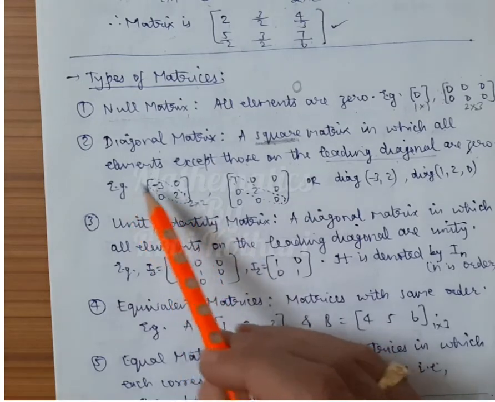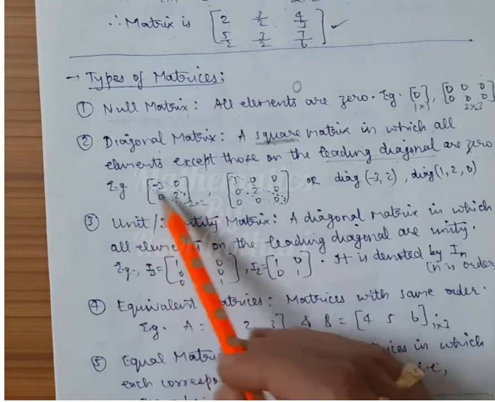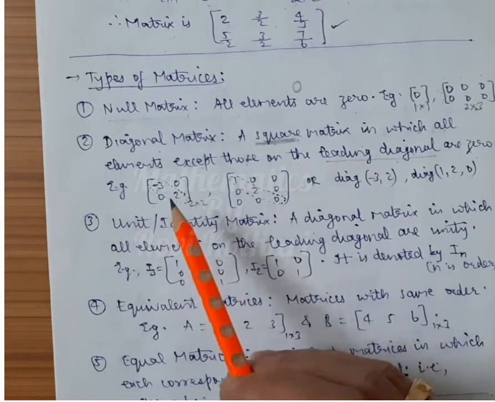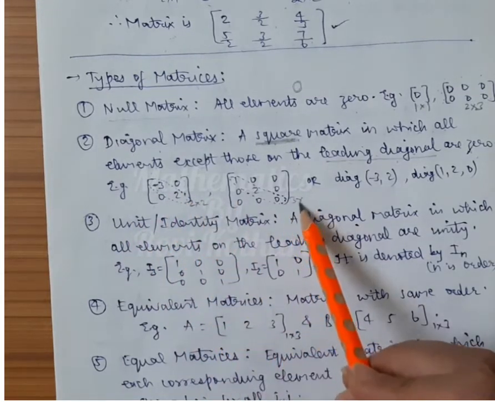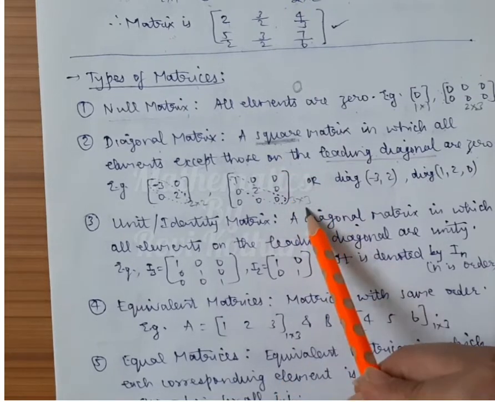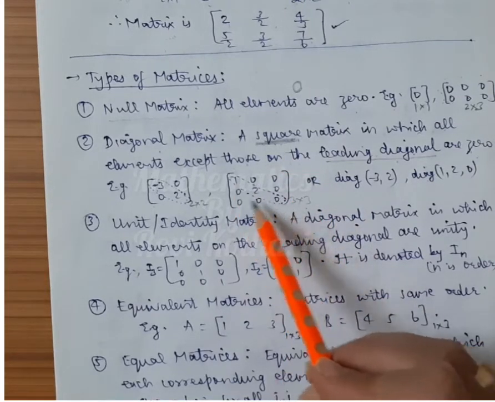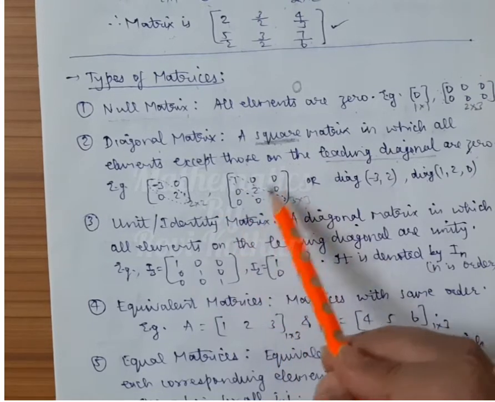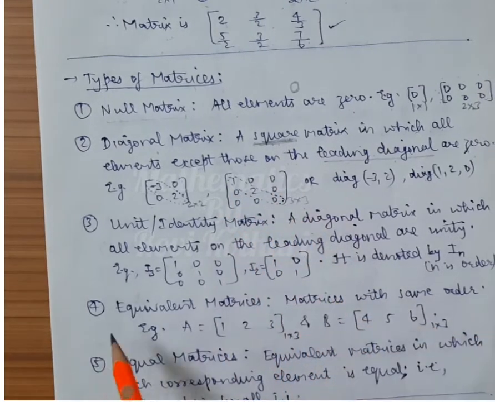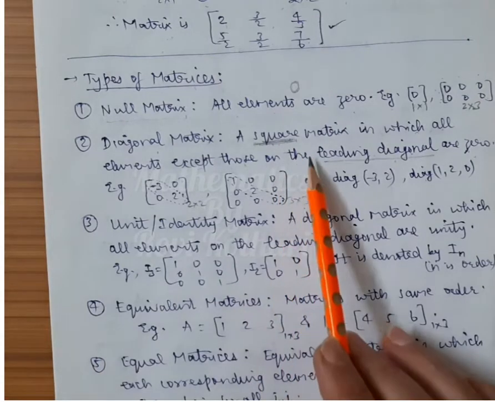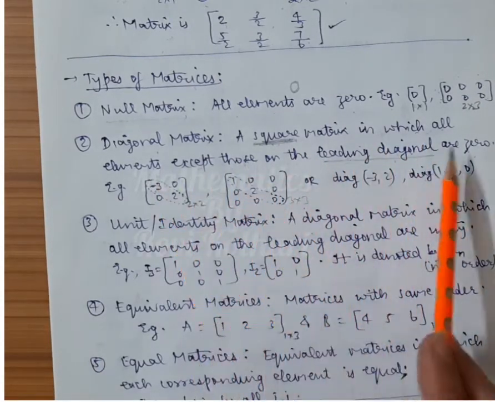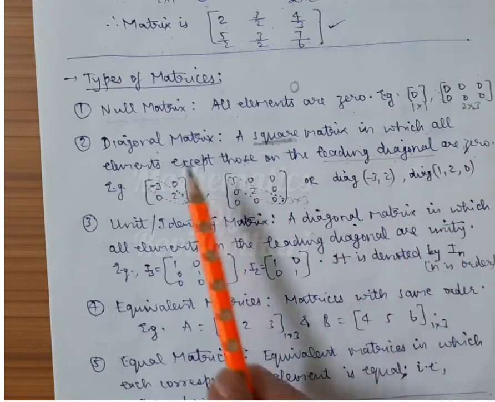The diagonal which starts from the upper left corner to the lower right corner will be known as the leading diagonal in all matrices. For example, this is a 3 by 3 order matrix, because I need a square matrix. Here also this particular diagonal is the leading diagonal, not this one, it is this one. So except the elements on this leading diagonal, all the other elements must be 0. Then we call it a diagonal matrix.